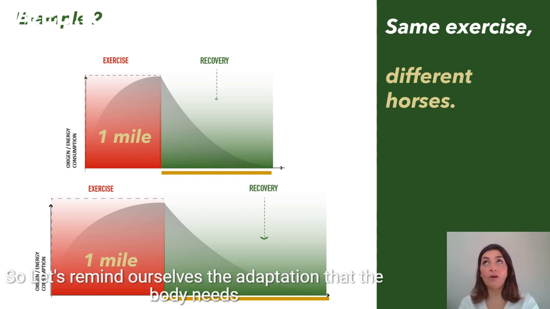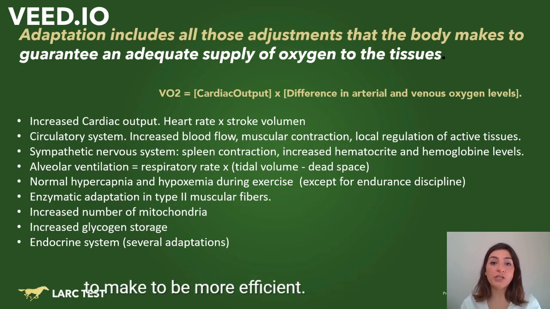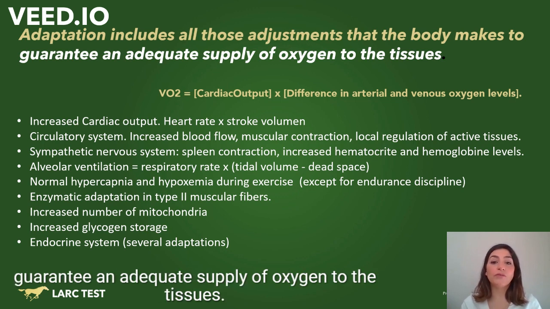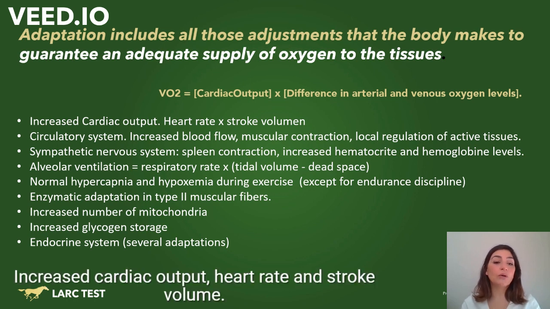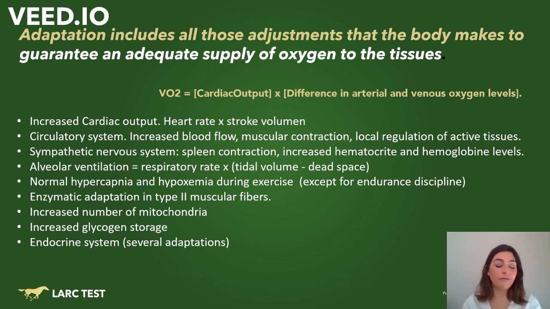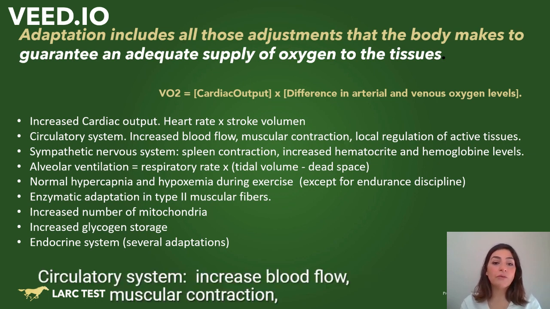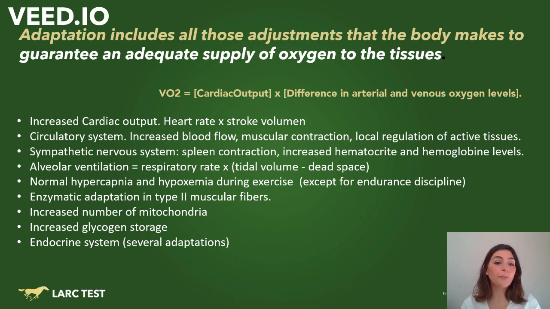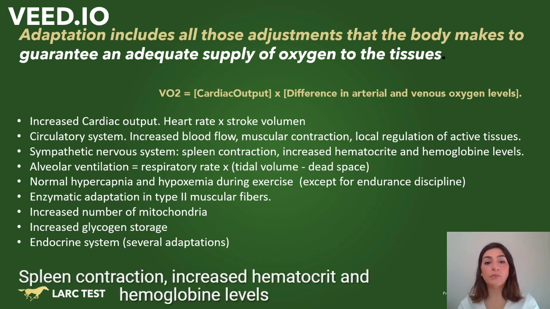So let's remind ourselves of the adaptations that the body needs to make to be more efficient. It includes all of those adjustments that the body makes to guarantee an adequate supply of oxygen to the tissues. So increase cardiac output, heart rate and stroke volume, increase everything, right? Circulatory system, increase blood flow, muscular contraction, local regulation of active tissues. The sympathetic nervous system, spleen contraction, increased hematocrit and hemoglobin levels.